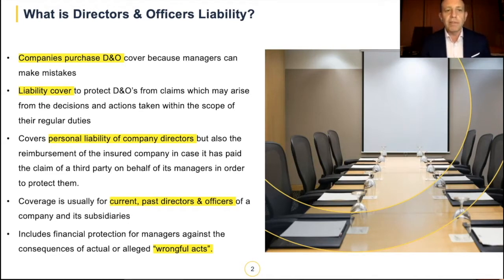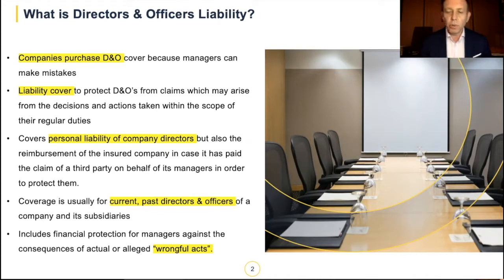It doesn't only cover current directors, it also covers past directors. And that's quite important to note, particularly if it's a listed company, but it could also be a privately owned business. And that means that directors that have retired would still be covered for the actions that they took while they were sitting on the board or sitting in the management team.